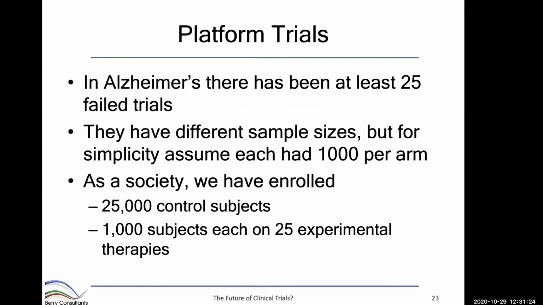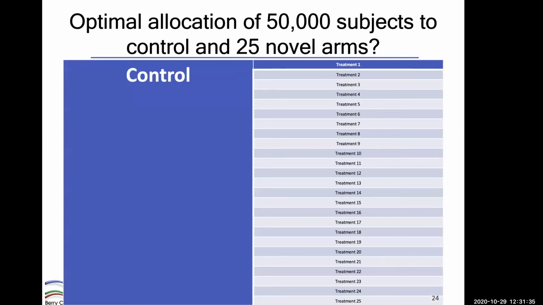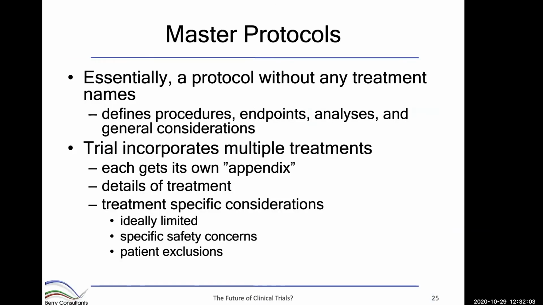So that means as a society, we've enrolled 25,000 control subjects, and we've enrolled 1,000 subjects each on 25 experimental therapies. So this was how we searched the space of those 25 potential treatments. So we did a whole lot of controls and a little bit for each one of the treatments. That's a little inefficient. So if we were really going to investigate 25 things, we would not decide that we want to know tons about doing nothing and a relatively small amount about every treatment. So the question is, is there a better way to do this?